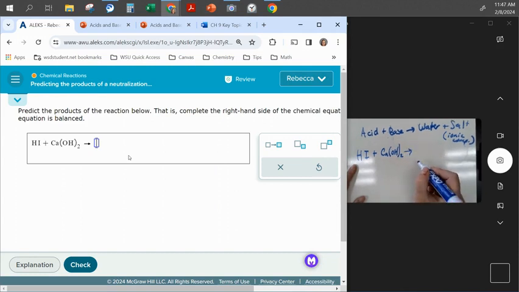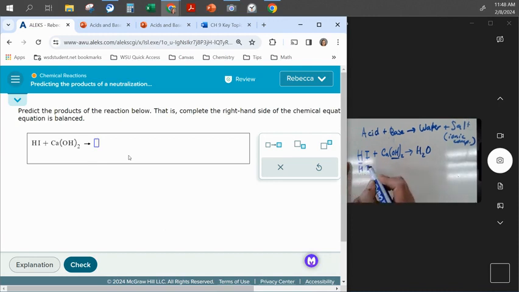And we can predict what we get out. So what's happening is the hydrogen and the hydroxide are going to combine, and we're going to get water. So you might notice this one we have 2 OHs, and this one we have 1 hydrogen. So we're actually going to need 2 hydrogen iodides for every 1 calcium hydroxide. So then for these 2 hydrogens, these hydrogens are going to combine. It kind of would look like this.